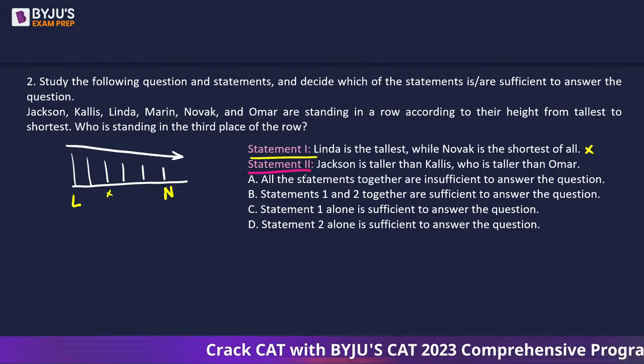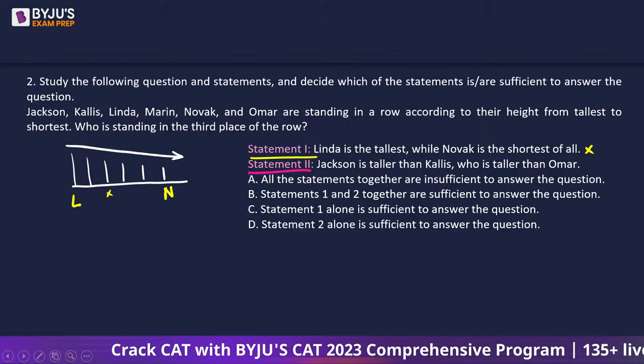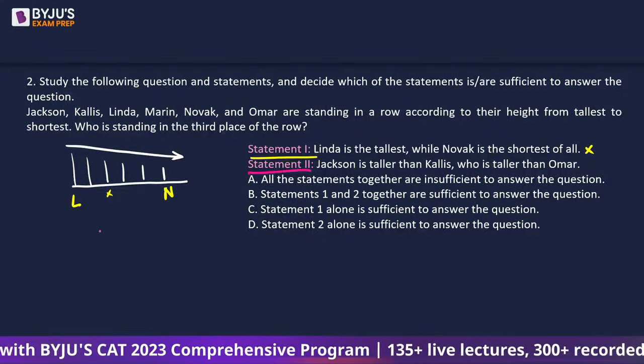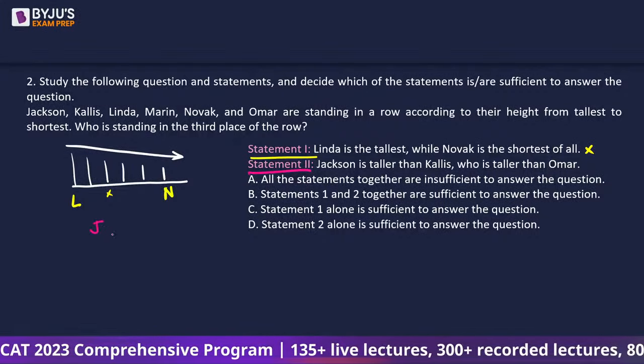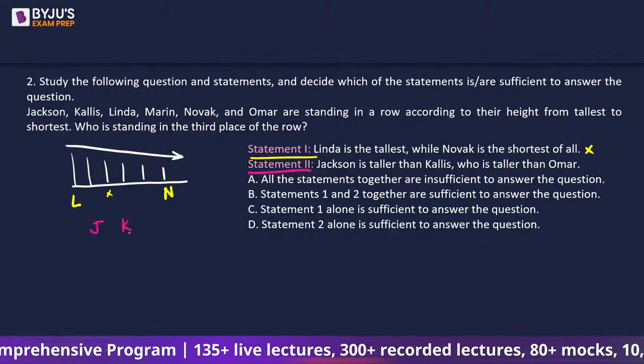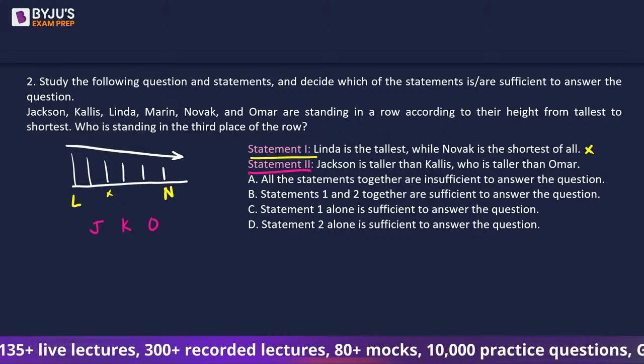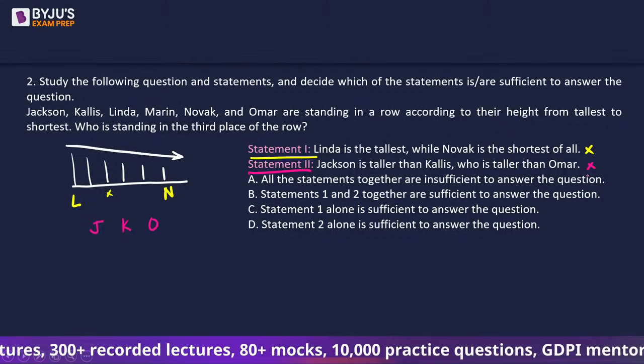Let's look at the second statement. Jackson is taller than Callis, who is taller than Omar. So we know that Jackson will be to the left of Callis and Callis is going to be to the left of Omar. But in what order? We do not know. So from the second also we will not get the answer.